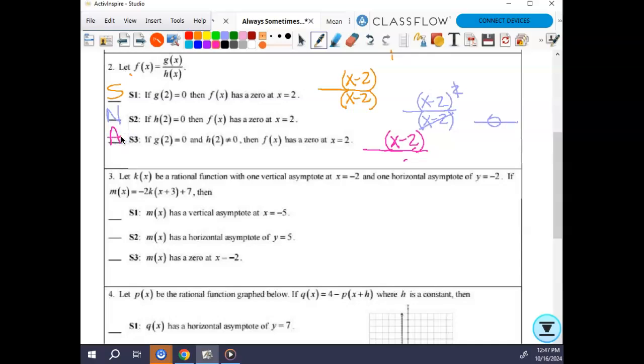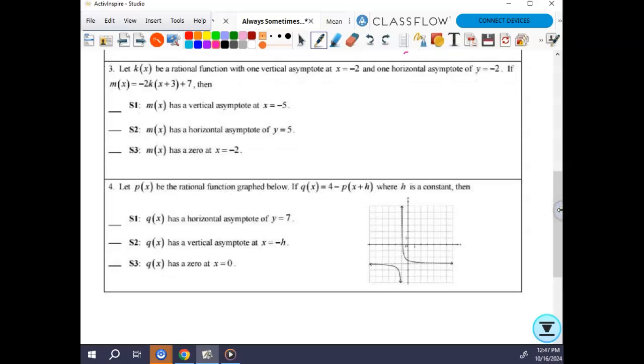All right. You got 1 minute to look at number 3. Think about it a minute and see how you would think about it.